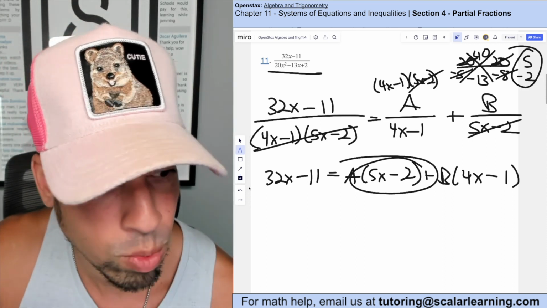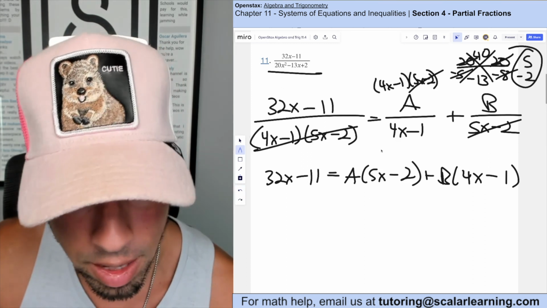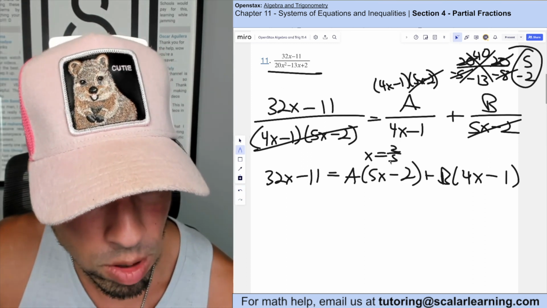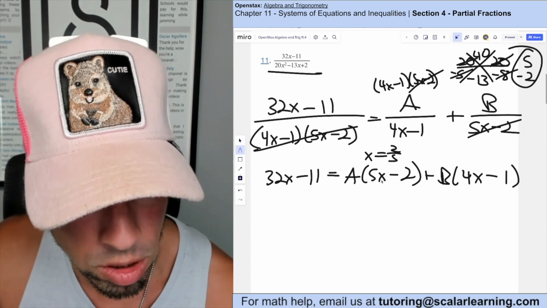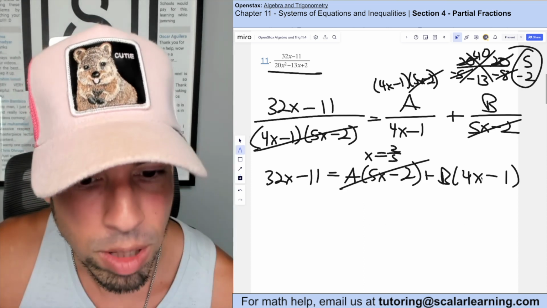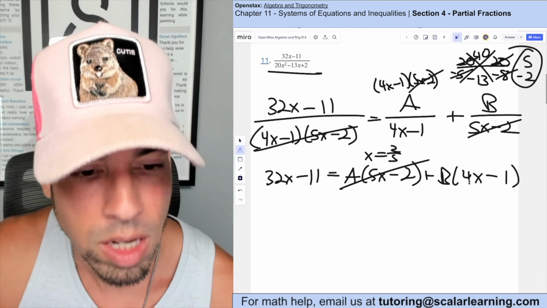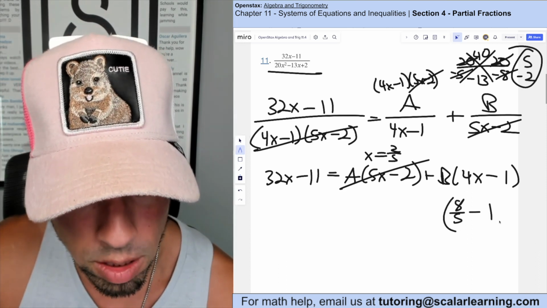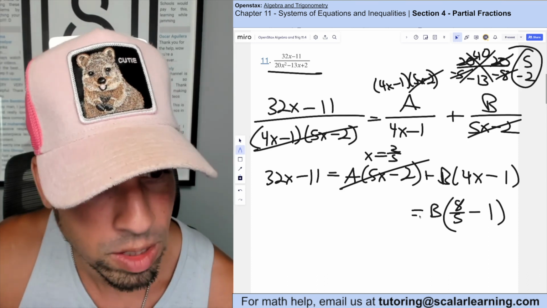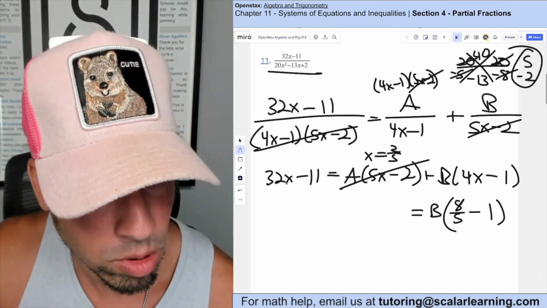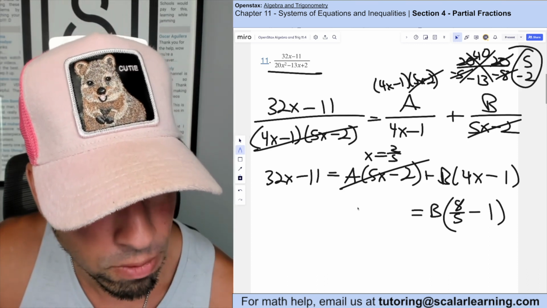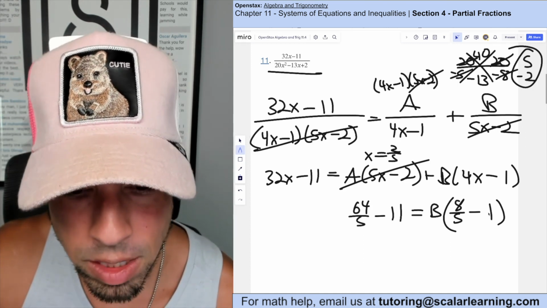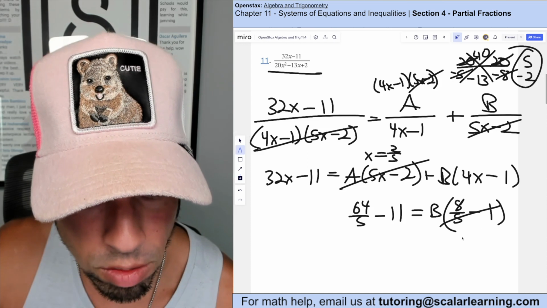Okay, now we're going to choose nice values of x to solve for a and b. So for this one, to zero out the a, to cancel it out, I'm going to choose x is equal to 2/5, right? Because 2/5 times 5 is 2, minus 2 is 0. That's going to cancel that out. Plug it in here. 2/5 times 4 is 8/5 minus 1 times b is equal to, and then 2/5 times 32, that's 64 over 5 minus 11. 8/5 minus 1, which is 5/5, is 3/5.